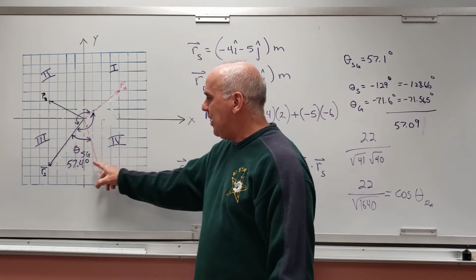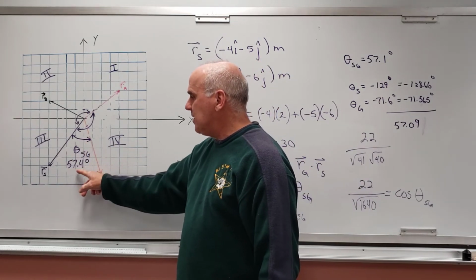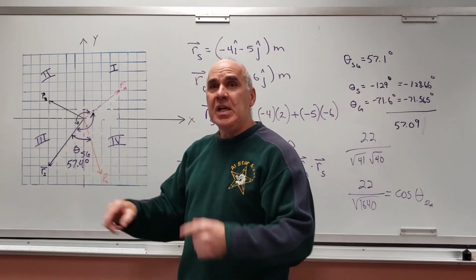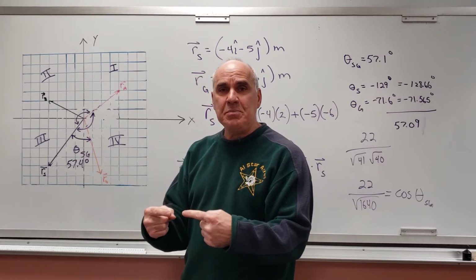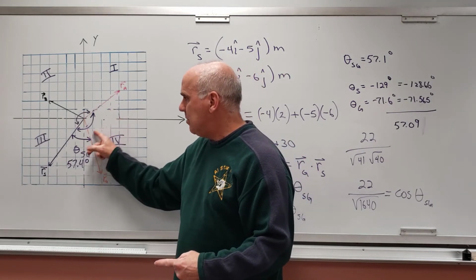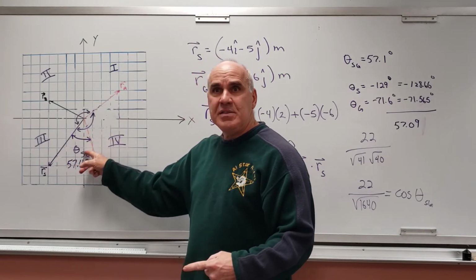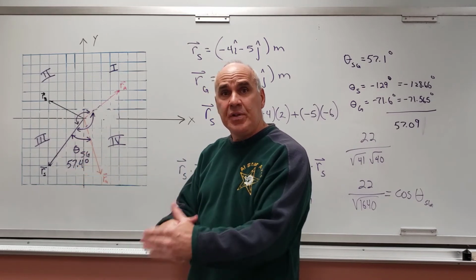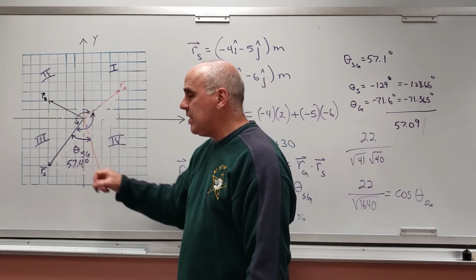All right, quick addendum to the video that you just watched, right? I told you that the angle between Shelby and Grayson was 57.4 degrees. I got that from Shelby's angle being minus 129 degrees and Grayson's angle being minus 71.6. Subtract those out and you get 57.4.